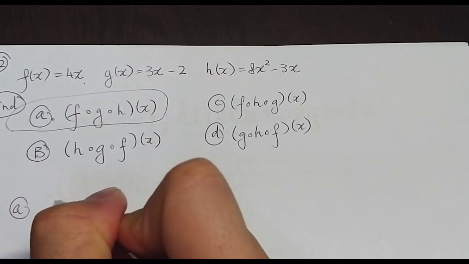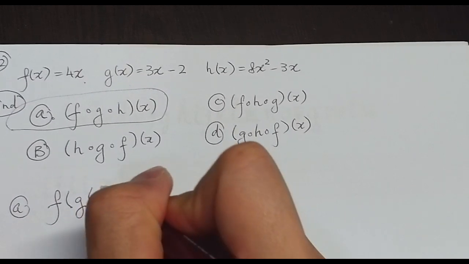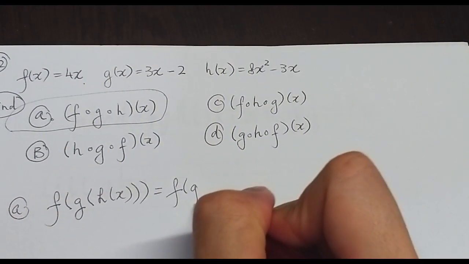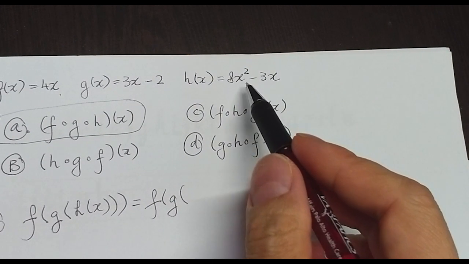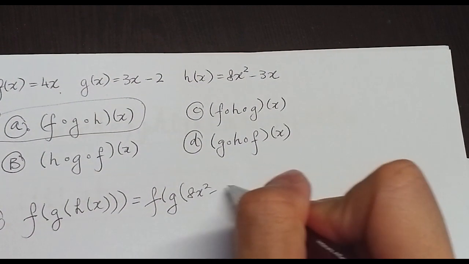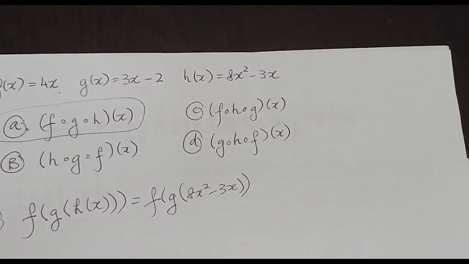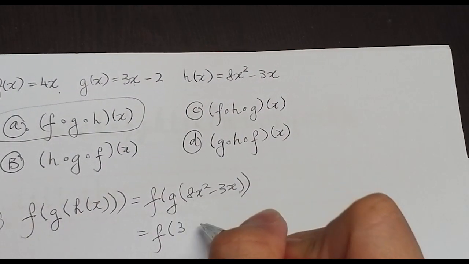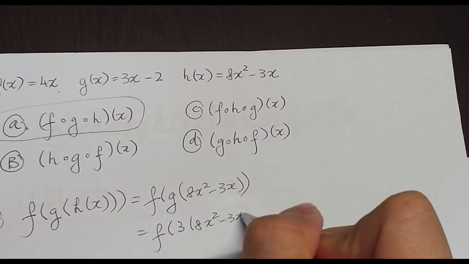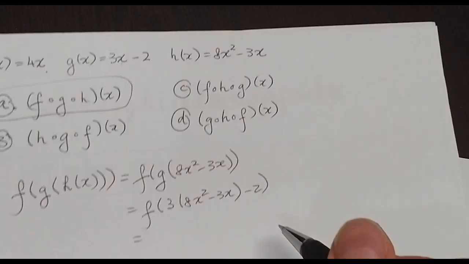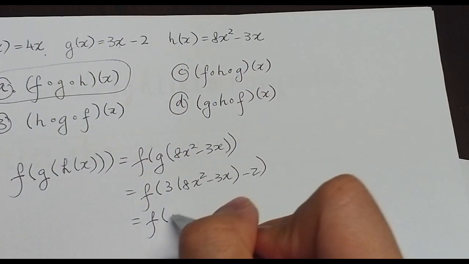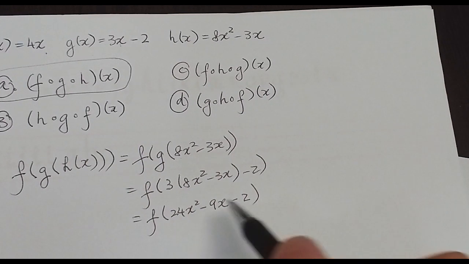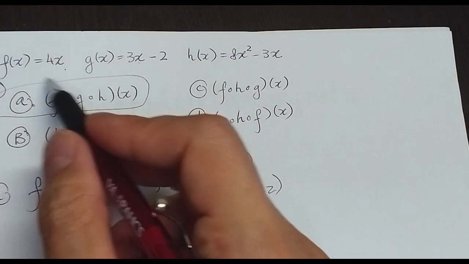So let's try f of g of h of x. We write down here, f composites of g composites of h of x, equal to f composites of g of h of x, and h of x is 8x squared minus 3x. And then we substitute 8x squared minus 3x into the function g. We get f of 3 times 8x squared minus 3x minus 2. And we get f of 3 times 8x squared, which is 24x squared, minus 9x, minus 2.